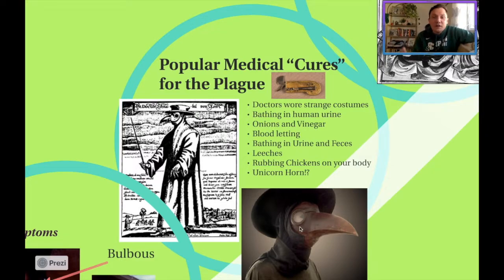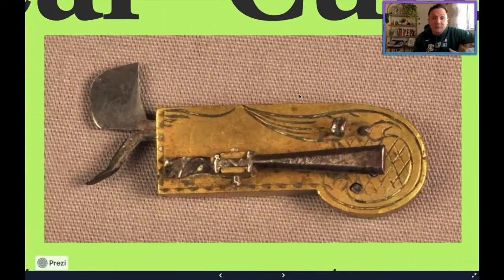Now, another big one was rubbing onions and vinegar all over yourself, another popular medical cure that also, again, didn't really do anything to stop the plague from spreading. Bloodletting, of course, was the other really big one that was very common.